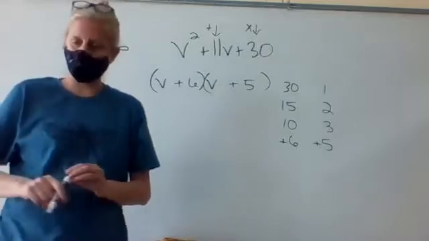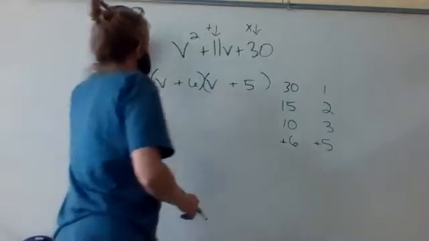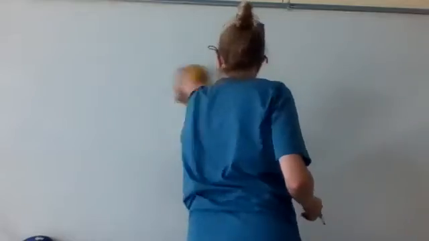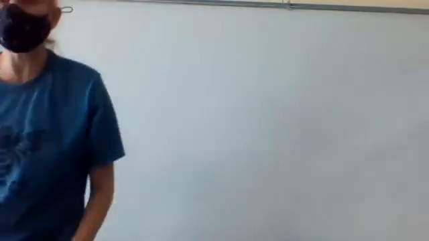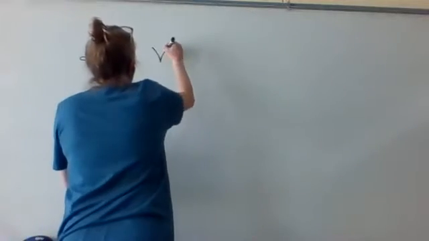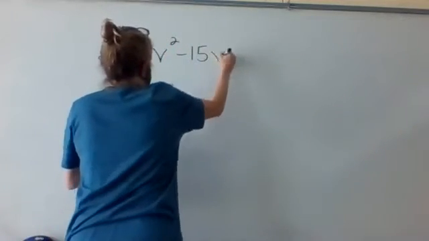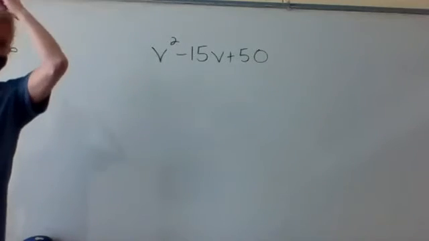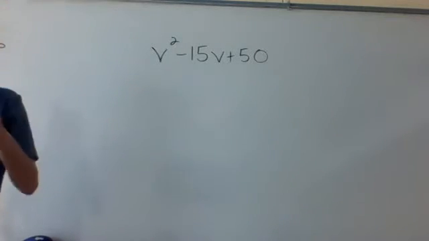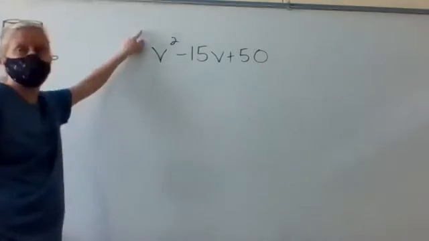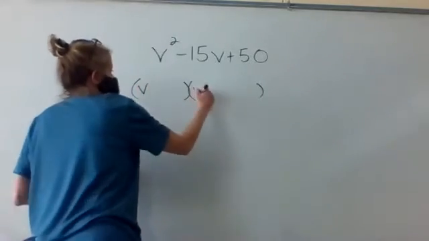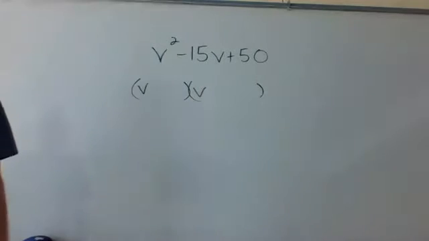All right, number 2. b squared minus 15b plus 50. Right, another trinomial, but luckily again, it just starts off with a b squared, not a number in front of b squared, which is good. There's only one way to get b squared, b and b.